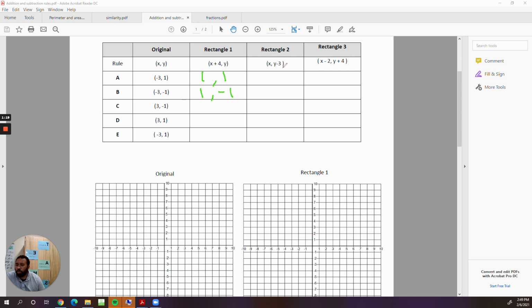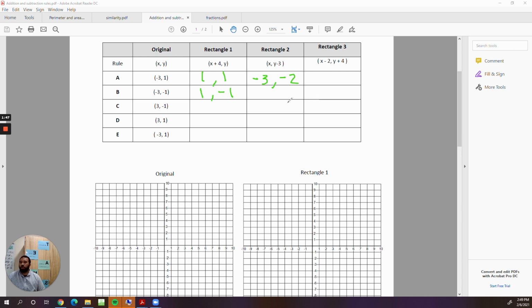Our second rule says x, comma, y minus 3. So we leave x alone, and then we do our y value, which is our second number, minus 3. So in our first example, we leave x alone. And now we're going to do 1 minus 3, and we get negative 2.